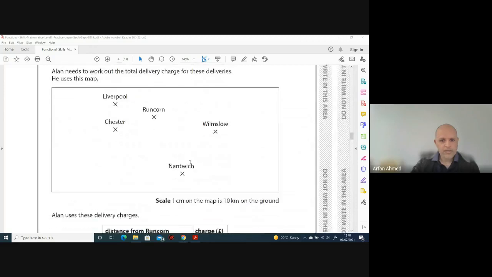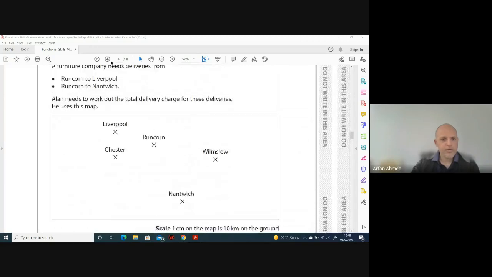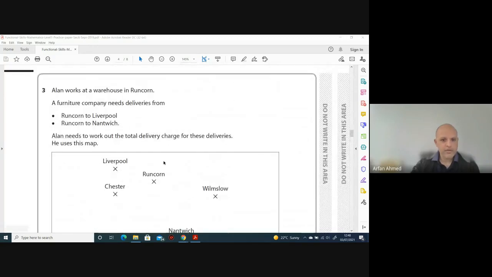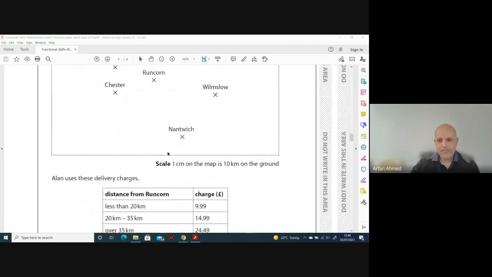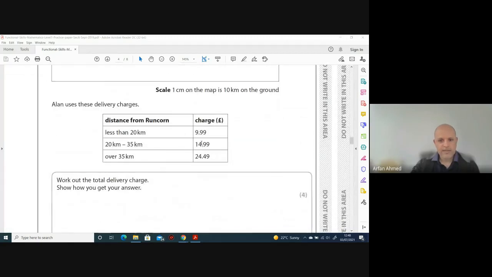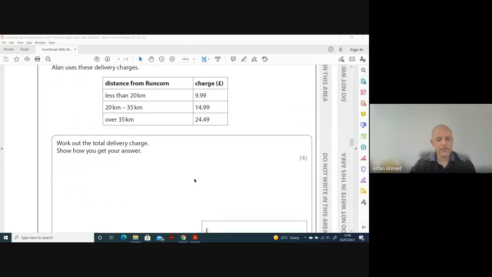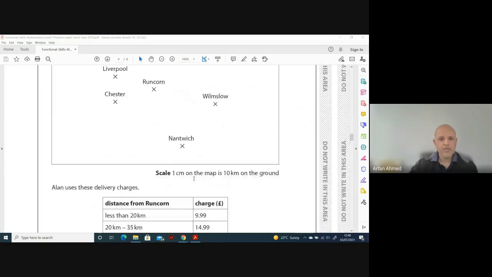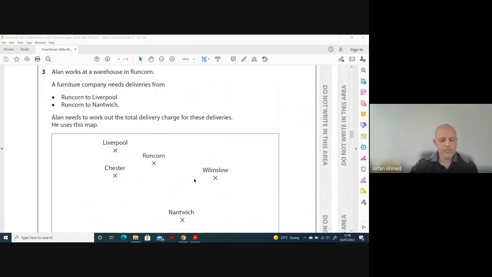When I was marking this, I'll tell you right now, a lot of people completely ignored this top section right here. And they just added these 3 delivery charges. That's not what it's asking for. Make sure you read the whole question first before you answer the question. Try to understand what they are talking about.